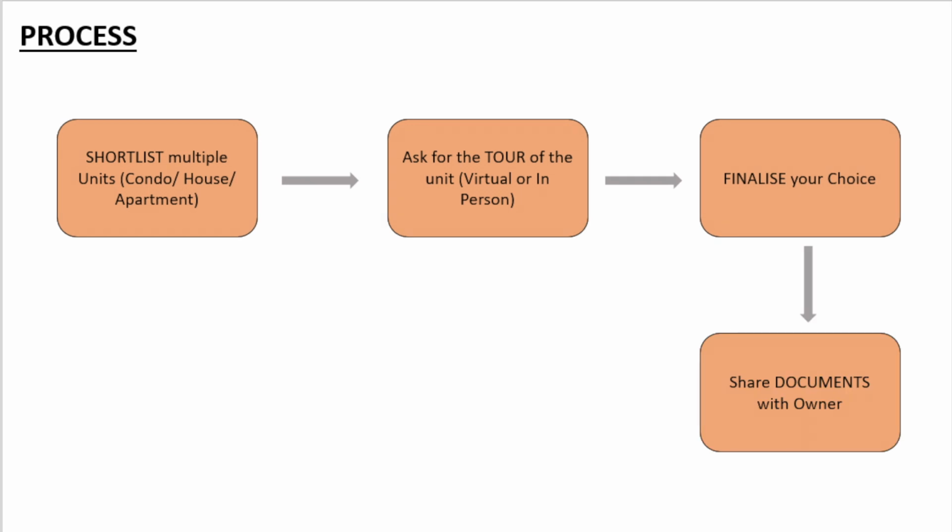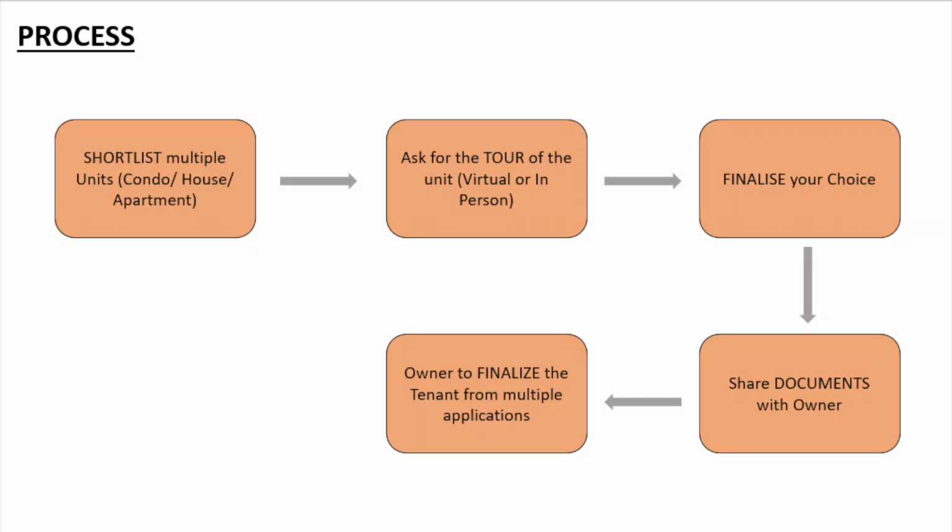After that, you will share your documents and your credit history, employment letter, anything that is required or asked by the owner. I will be talking about the documents which will be required in all the cases in the later steps. After you've shared your documents, the owner will be receiving documents from multiple tenants. Like you, there will be others who would be searching for an apartment as well. So the owner receives applications from multiple people here.